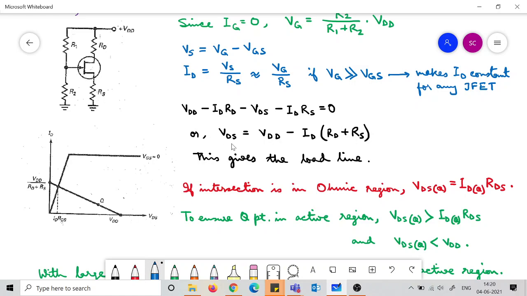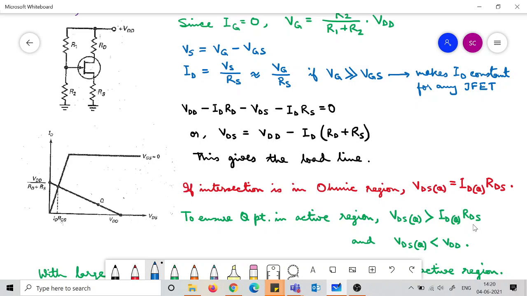You compare. So what is the VDS? Is the VDS less than IDQ RDS? Then obviously it is in the ohmic region. What we need to have the Q point in the active region is that this VDS should be much greater than ID RDS.